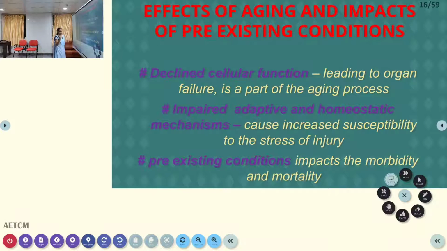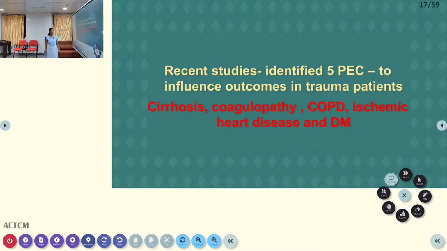So what are all the factors? Declined cellular function leads to organ failure. It's a natural process of aging, with impaired adaptive and homeostatic mechanisms. It causes increased susceptibility to the stress of injury and pre-existing conditions. These pre-existing conditions will impact the morbidity and mortality of the patient. Recent studies identified five pre-existing conditions that influence the outcome in trauma patients: cirrhosis, coagulopathy, chronic obstructive pulmonary disease, ischemic heart disease, and diabetes mellitus.